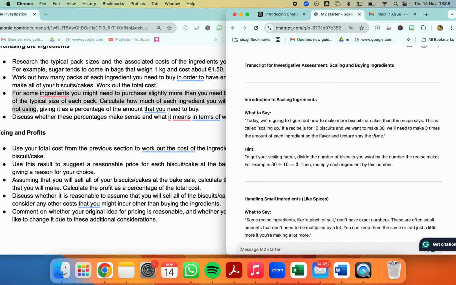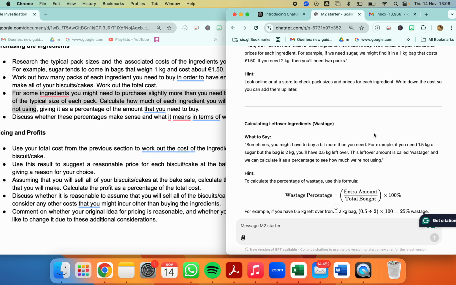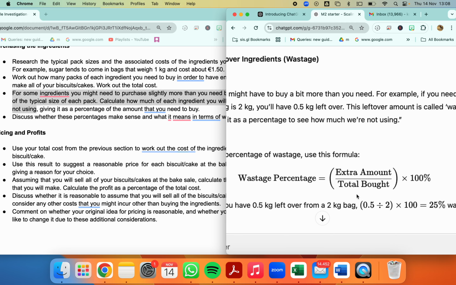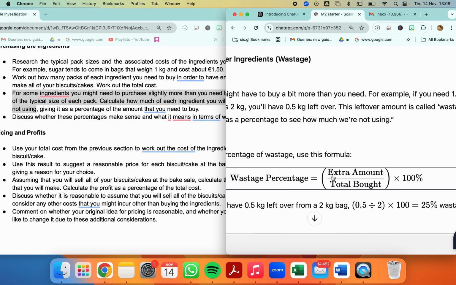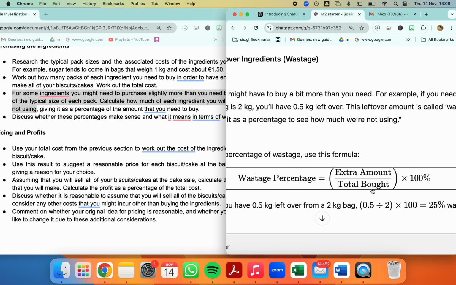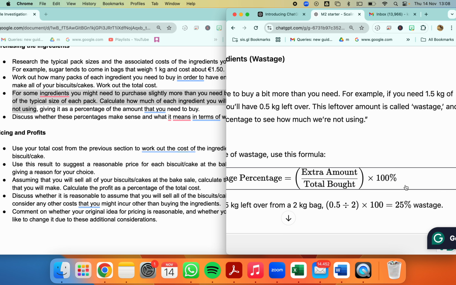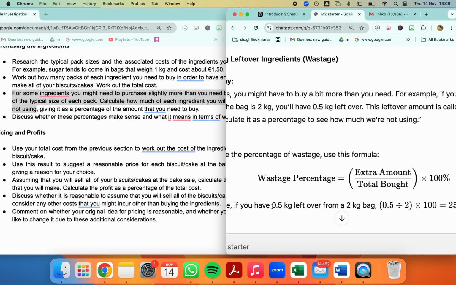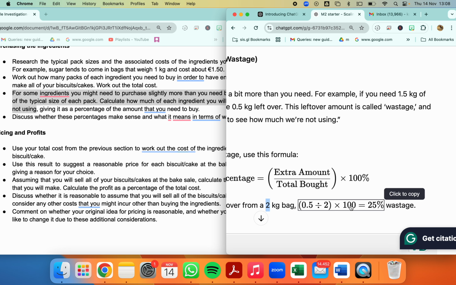So I'm going to show you on this chart exactly how we would do this. This chart will not be sent to you, but you can have a look here. So for example, the wastage percentage is going to be the extra amount divided by the total bought times by 100. Obviously, across the school, wastage is a big thing, and we talk about that a lot, so that's going to be quite an interesting thing. So for example, if someone doesn't use 0.5 out of 2, they're wasting altogether a quarter, or 25%.